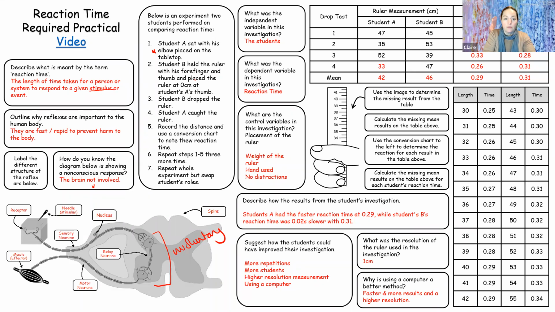Student B held the ruler with his 4 fingers and thumb and placed the ruler at 0 centimeters at the student's thumb. Now, there's a few additional bits I would like to add here. 1, use your non-dominant arm. Okay, just helps.